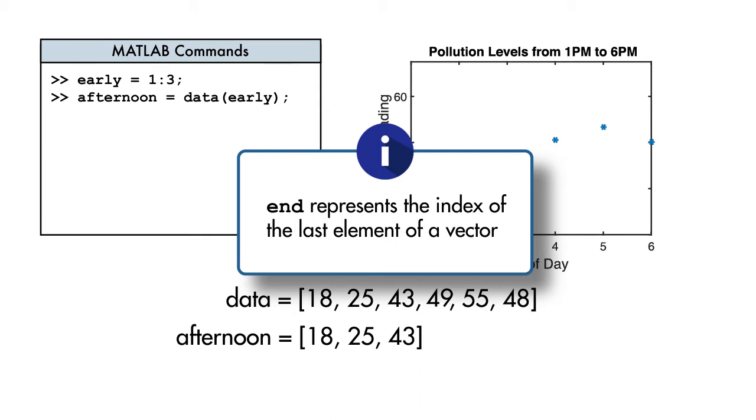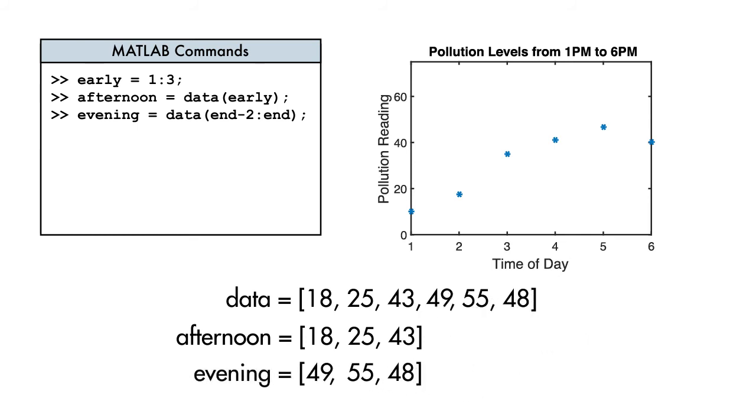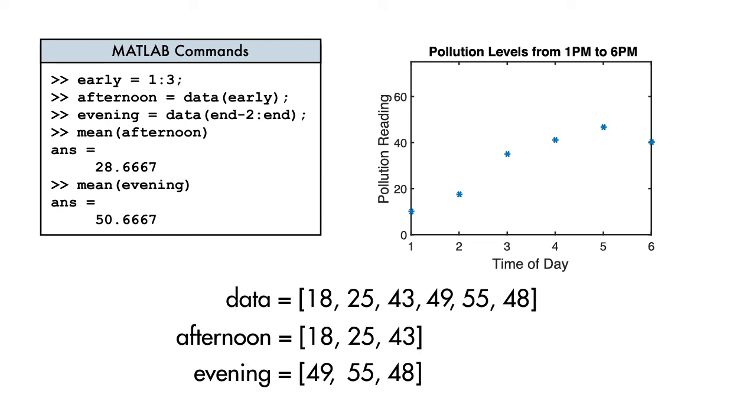We can even do arithmetic with the end keyword to access elements close to the end of a vector. End minus 1, and end minus 2 are the indices of the last 3 elements. This command using end extracts the last 3 readings of data. And there you go. It looks like our average pollution reading does go up a bit during rush hour.